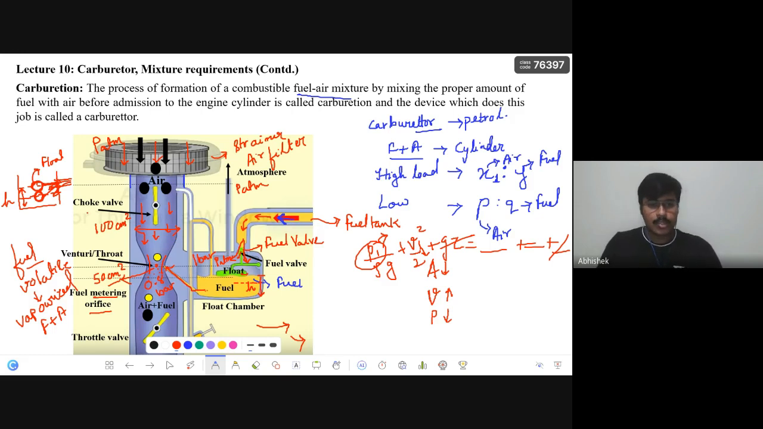Other parts you can see: this portion is generally called the venturi or the throat. Just remember this one, because in the numerical questions that we will solve ahead, some questions refer to the throat, the venturi diameter. So just remember the terminology. This is the choke valve, this is the throttle valve. What their uses are, we'll see later. Just remember all this. So this is the general functioning of a carburetor.